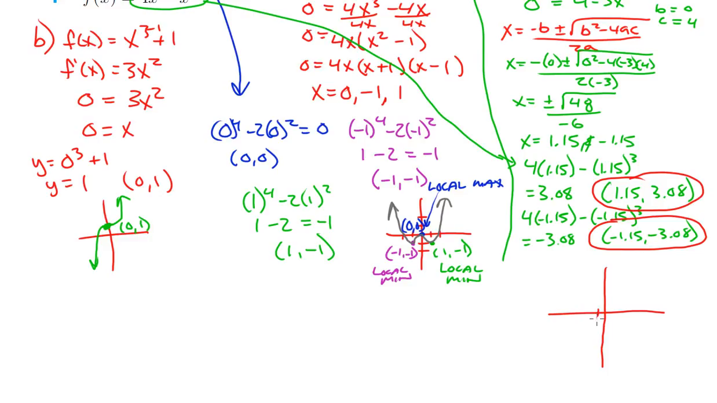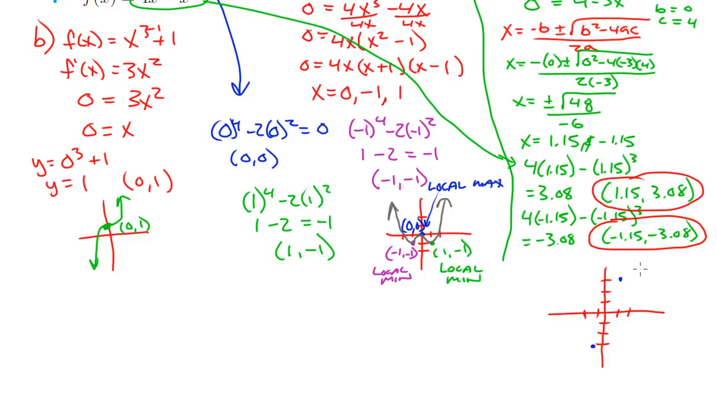So again, as long as we're in the ballpark, we're good to go, because it is truly just a sketch. So we've got, let's do this in a different color, 1.15 and 3.08, right? And then we also got negative 1.15 and negative 3.08. Okay, so again, that's in the ballpark.